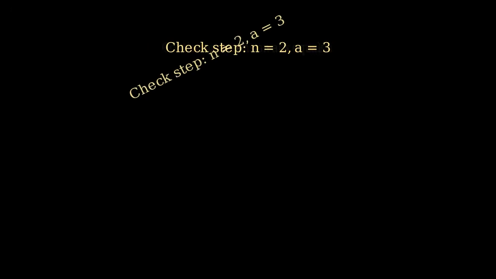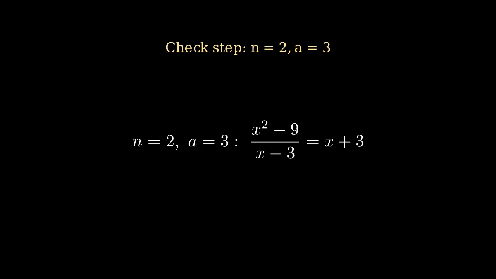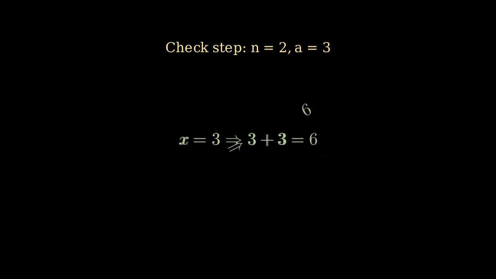Check step: let n equal 2 and a equal 3. The quotient simplifies to x plus 3, which at x equals 3 gives 6, matching n times a to the power n minus 1, since 2 times 3 equals 6.